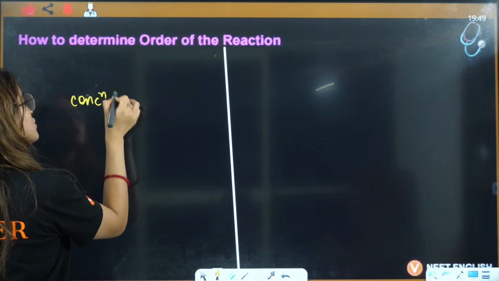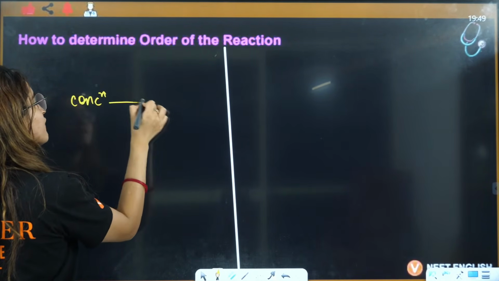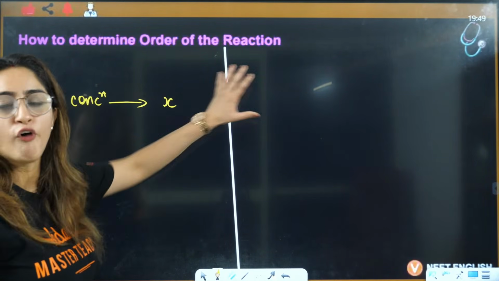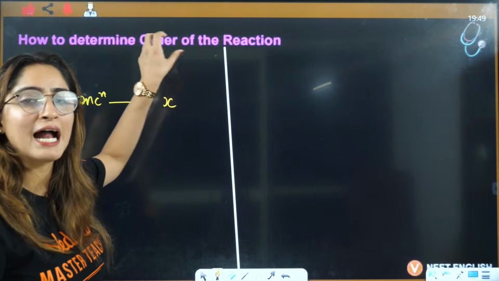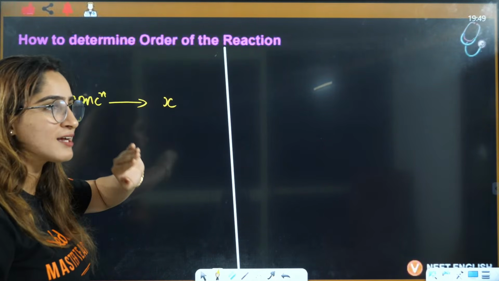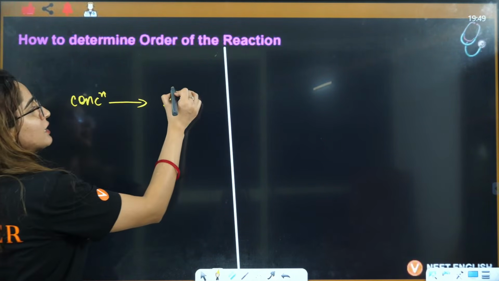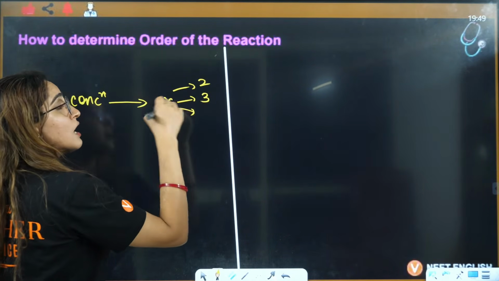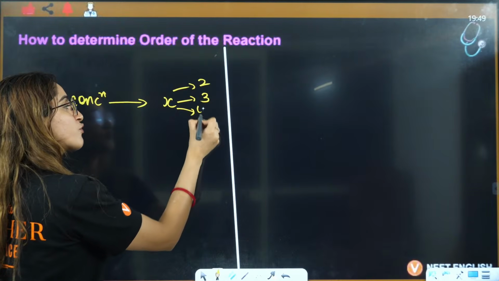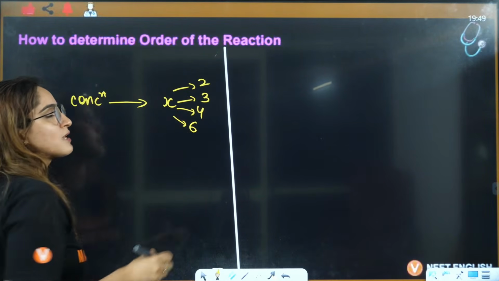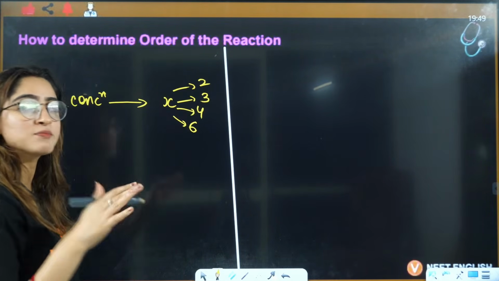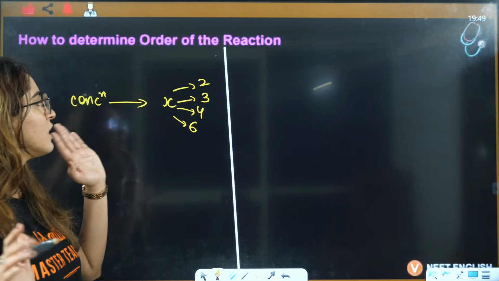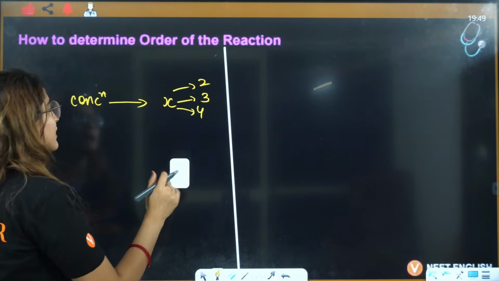So concentration change, I will express it in X in the formula that we are going to write down here. If they are saying it is getting doubled, so X is equal to 2. If it is getting tripled, it is 3. If it is increasing 4 times, it is 4. If it is increasing 6 times, it is 6. It is increasing 5 times, it is 5. Usually they don't give 5 times, but still, whatever is given to you.